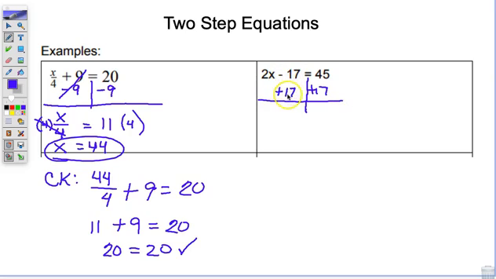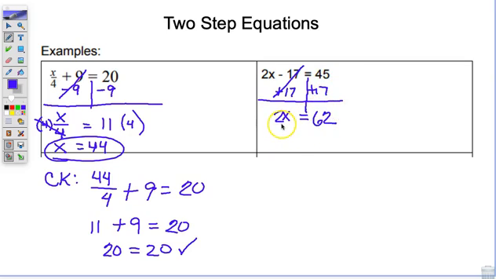Negative 17 plus 17 is 0. So you can show me that. Just put a backslash through it. Bring down 2x and your equal sign. And let's add 45 plus 17. That would be 62.